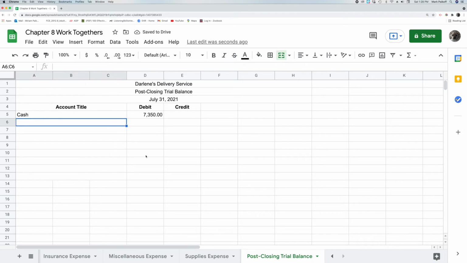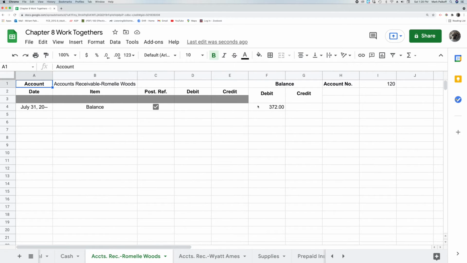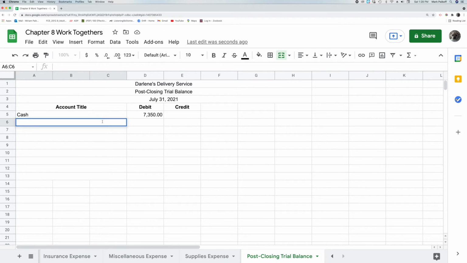The next account is going to be accounts receivable Ramel Woods. So if we come over to the accounts receivable Ramel Woods ledger, as you can see here, this account has a debit balance of $372. So if we come back over to the post-closing trial balance, we're going to put in accounts receivable Ramel Woods for the account title, and then we're going to record the amount in the debit column.